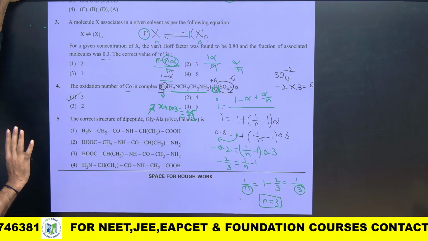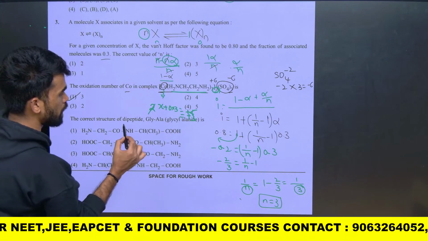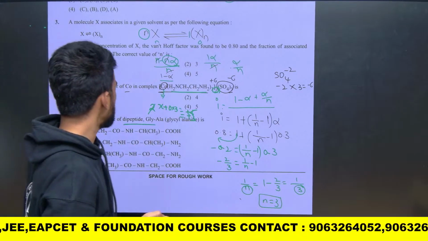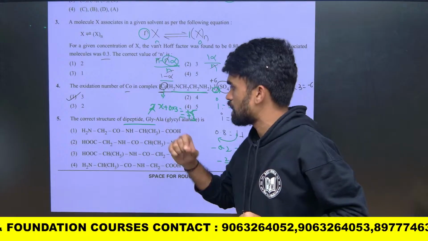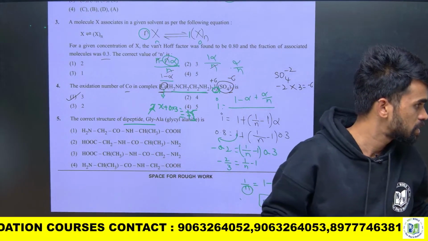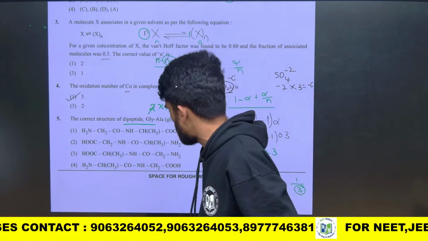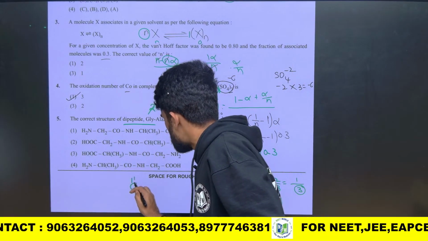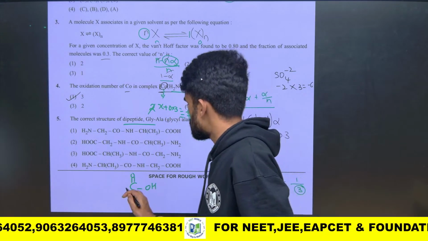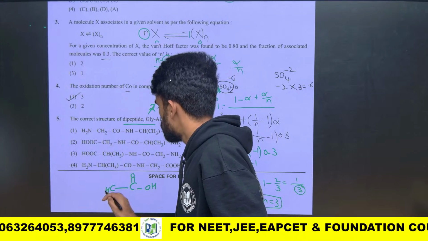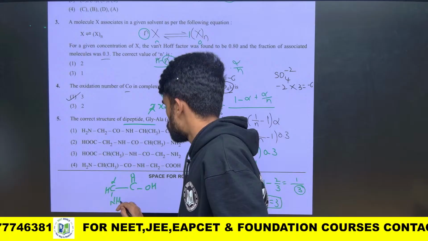So I hope this is also clear, right? There is no confusion. Next, the correct structure of dipeptide. In a dipeptide formed by glycine and alanine, what is the correct structure they are asking. For this, we need to know the formula of glycine. These are alpha amino acids, you can write like this: COOH, this is a carboxylic acid, here I am writing CH, and here on the alpha carbon you place an NH2 group.